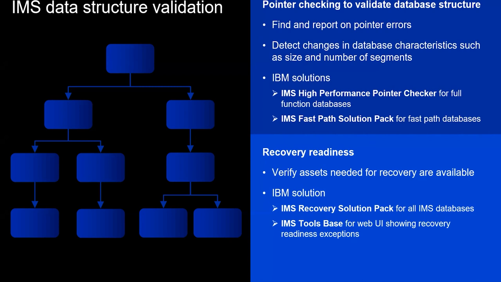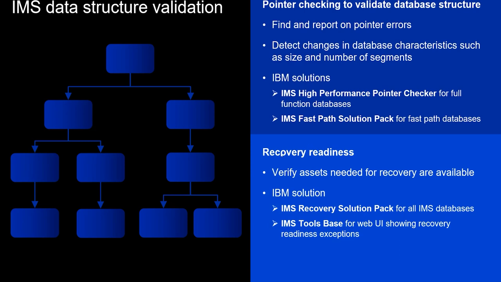So I work for IBM, so I'm going to talk about the IBM solutions here. Certainly other vendors have other solutions that can do these things for you. But the IBM solution is High Performance Pointer Checker for your full function databases, which we have available as a standalone product or in some of the packs. And then we have the FastPath Solution Pack for your DEDBs, for your FastPath databases.